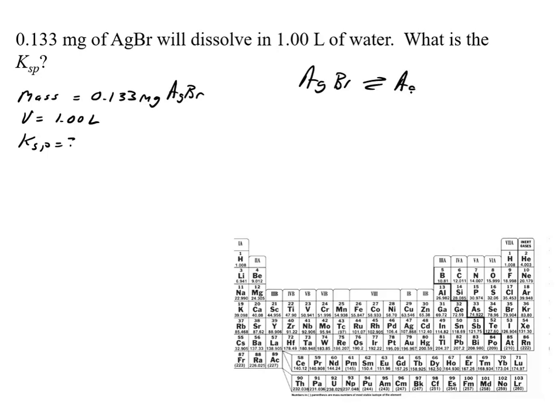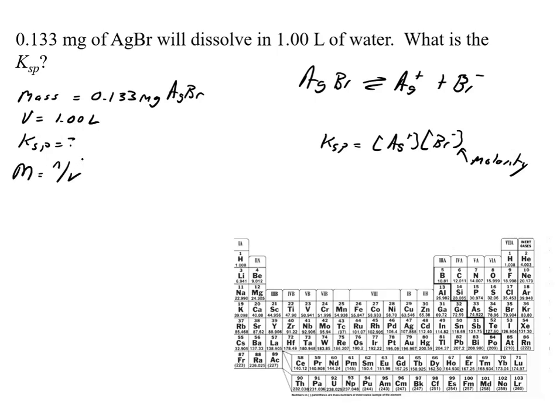it's going to form silver ions plus bromide ions. Okay. And the Ksp expression is going to be the concentration of silver ions and bromide ions. And again, the brackets mean that this is in molarity. So I need to change to molarity, which is the moles per unit volume. So I have to find the moles of silver bromide.